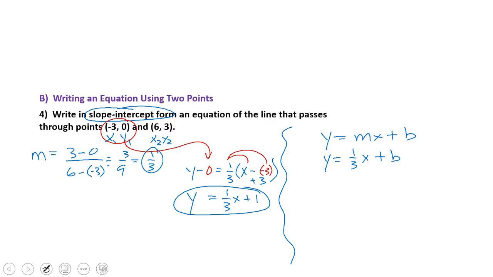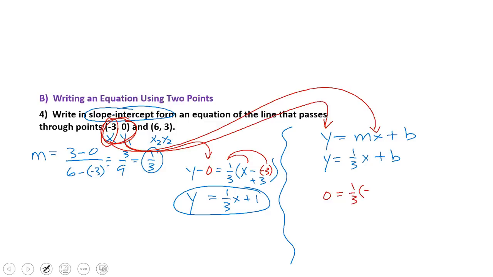We need to find what that intercept is. Well, notice I do have an x and a y, and I can use that x and y as a point. And I'm going to use that same point, and I'm going to put y1 there, and I'm going to put this x1 here, and I'm going to say that 0 equals 1/3 times a negative 3 plus b. And now when I do the math, well, 1/3 times a negative 3, 0 equals negative 1 plus b. Add 1 to both sides, b equals 1.